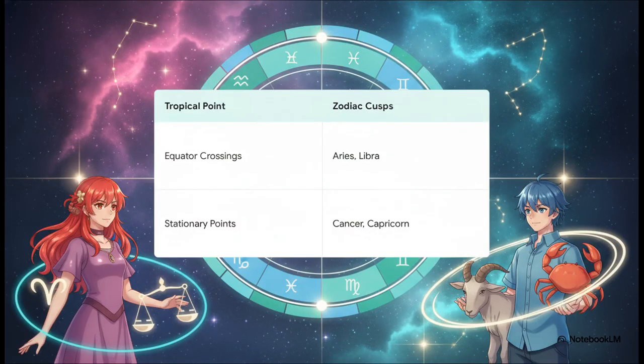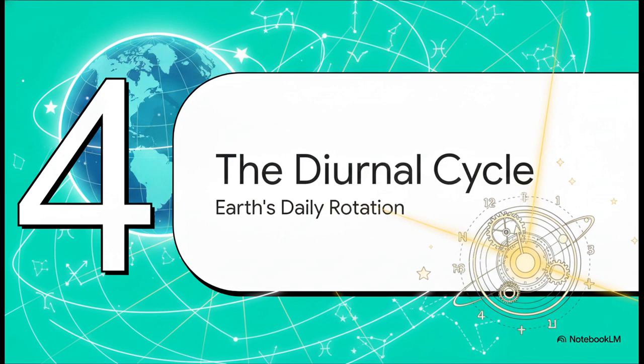Just like our first coordinate, declination has its own super-sensitive transition points. The tropical chart gives us 12 sensitive cusps, but the 4 absolute most critical ones are the equator crossings at the cusps of Aries and Libra, and the highest northern or southern stationary points at the cusps of Cancer and Capricorn. Let's bring time into the equation with part 4, the daily diurnal cycle.